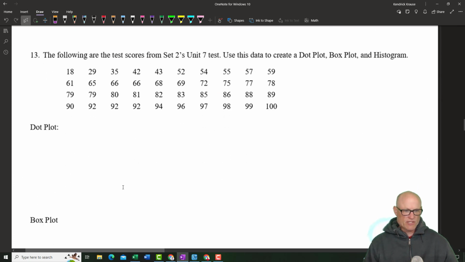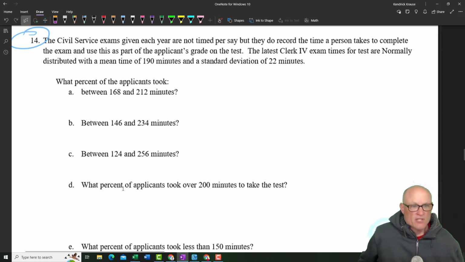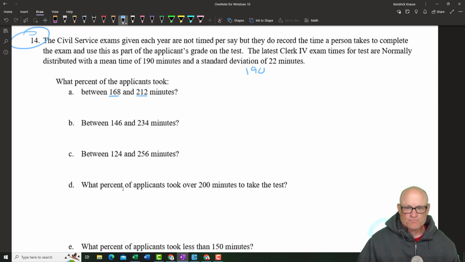All right, we did this one in class. We're going to do one more of those. So let's get to the meat. Civil service exam each year. What percent of applicants were between 168 and 212? Well, if I take 190 and add one standard deviation, which is 22, and subtract 22, I get 212 and 168. So up one standard deviation and down one standard deviation is 68.2%.